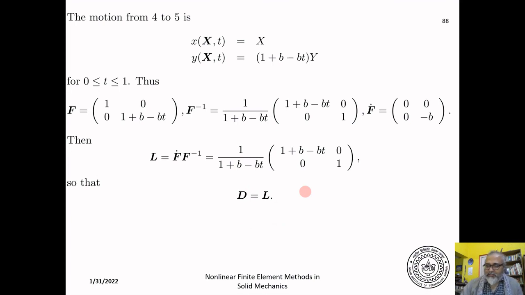So this is the way it's done in finite elements. Gives you an idea of how it's done in finite elements.